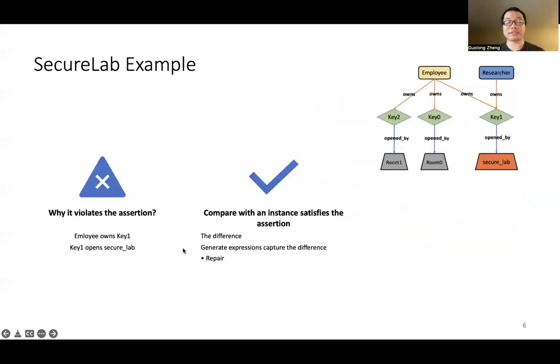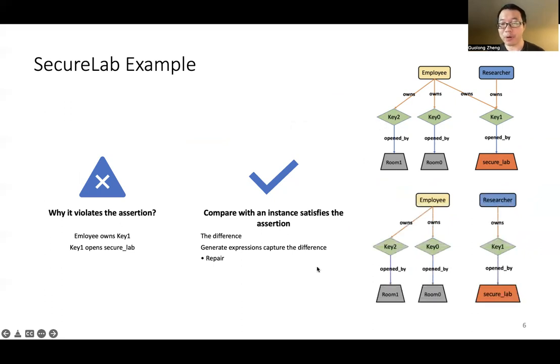How would ATR work for this secure lab? So first, by comparing the counterexample and the closely similar satisfying instance, it identifies why the counterexample violates the assertion. It identifies that, in the counterexample, the employee owns K1 and K1 opens the secure lab. How does ATR find this? It compares the difference between the counterexample and the satisfying instance.